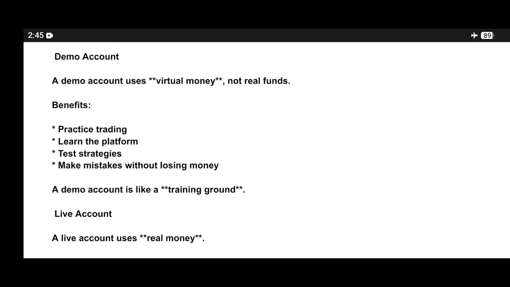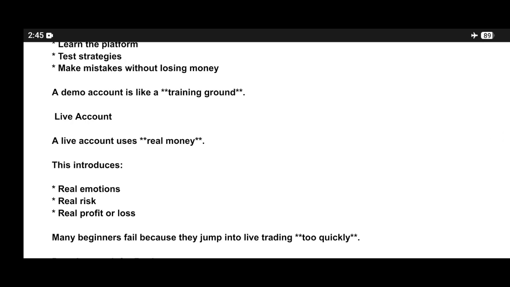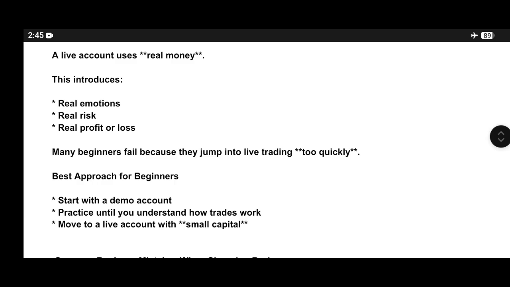A live account uses real money. This introduces you to real emotion, real risk, and real profit or loss. Many beginners fail because they jump into live trading too quickly. The best approach for beginners is this: start with a demo account, practice until you understand how trades work, then move to a live account with small capital.